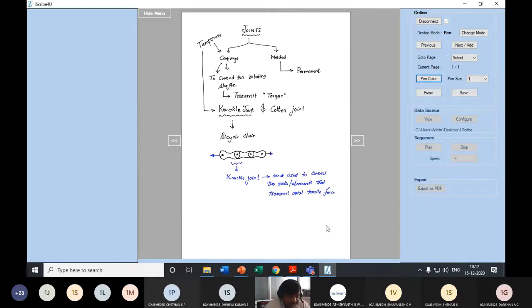Now that is a basic difference between couplings and knuckle joints. Couplings are used to connect between two rods that transmit torque. To transmit torque, compulsorily it should be rotating. That is the reason why I said it is rotating shafts. But in this case, it should connect between two elements that are subjected to axial force. Axial force, as the best example, as you see in the case of bicycle chains.